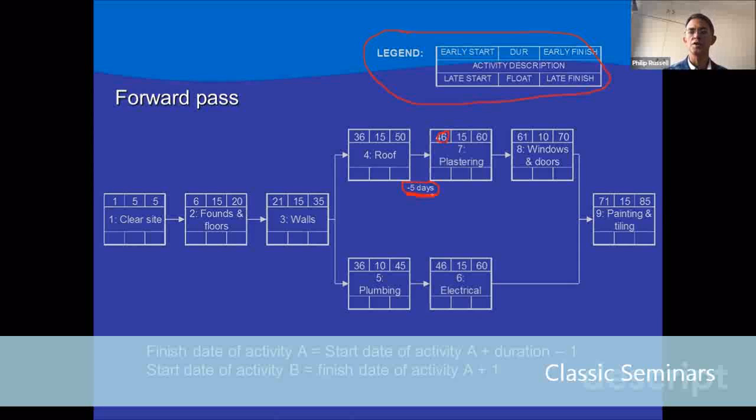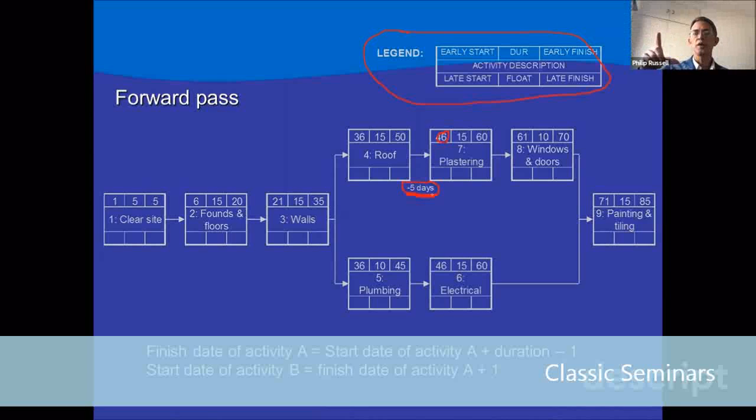We now have 2 boxes at the end of a chain. We have windows and doors up in activity 8, up at the top, ending with an early finish of 70. And we have box 6 at the bottom, electrical, ending at an early finish of 60. 70 at the top, 60 at the bottom. Which one do we go with? We go with the largest of the 2 when we are doing the forward pass and we're joining the chains. So that's just something to memorize. When you're doing the forward pass and you're joining the chain, you take the largest of the 2 values. So 70 is the one that's going to drive that.